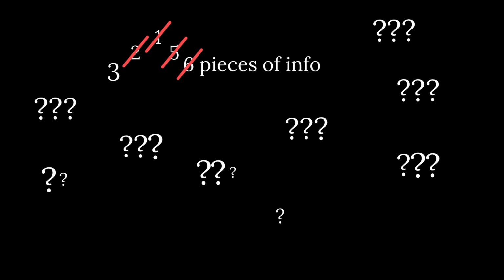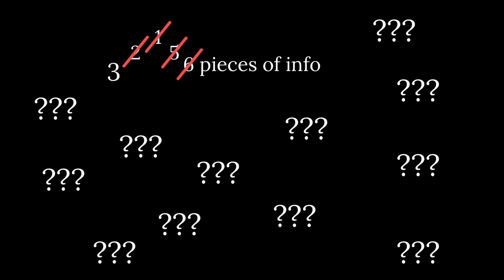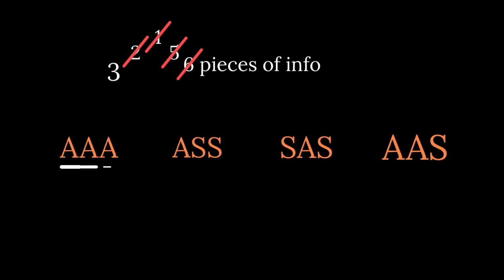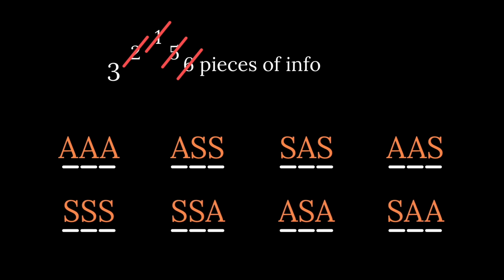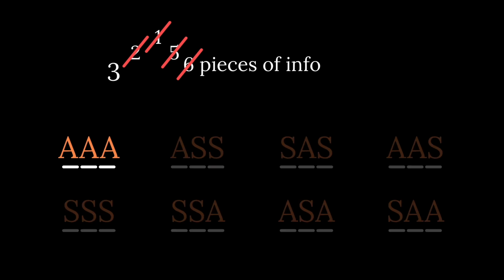Quick question, how many possible ways can we arrange these 3 pieces of information? Well, there are 8 possible ways. This seems quite scary, but at the same time, it's where the real fun begins. We jump right in and investigate AAA, and we strike it out immediately. The reason for doing so is the same as for AA.